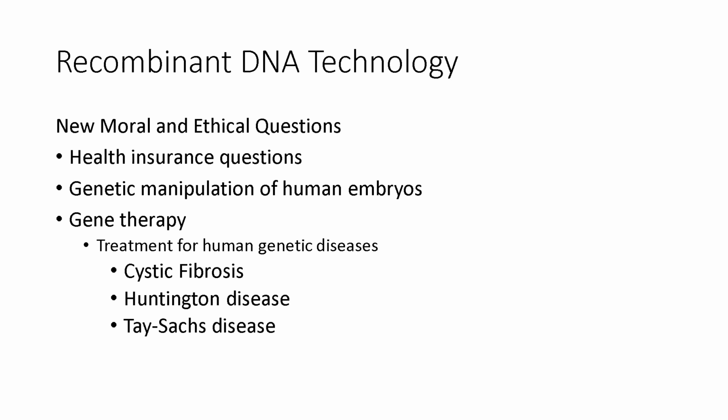Recombinant DNA technology opens the door to treating genetic diseases like cystic fibrosis, Huntington's disease, and Tay-Sachs. But it also raises concerns about genetic manipulation of embryos, privacy, and health insurance discrimination. As the science advances, so too must our discussions about what is ethical, equitable, and acceptable.